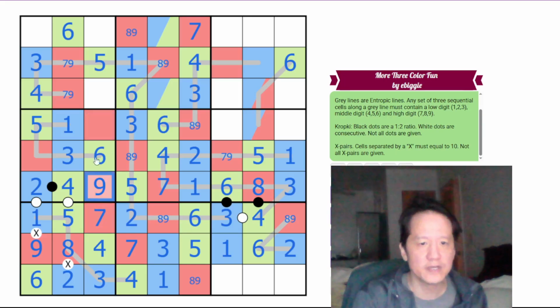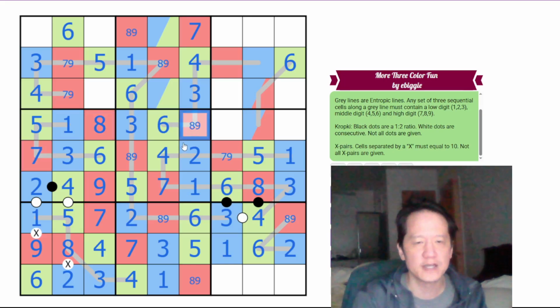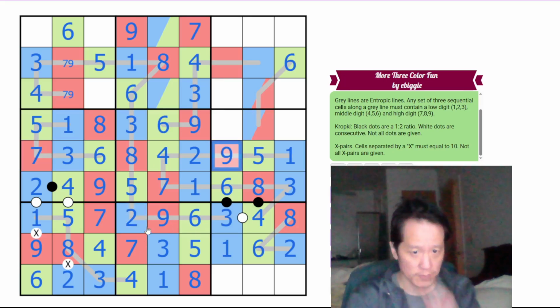But this can't be 7 or 9, so this must be 8, which makes that a 7. This 8 makes that not an 8, so that's a 9, which makes that 8, which makes that a 9, which makes that 8, which makes that 9, which makes that 8, which makes that an 8 because of that 9. This can't be 7 because of this 7, so this must be a 9.